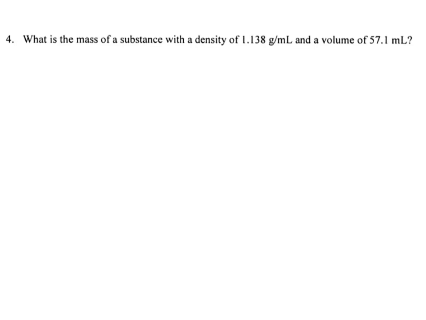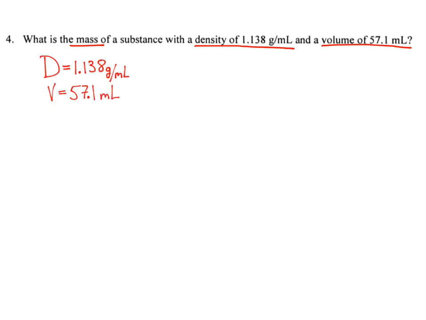The next problem says, what is the mass of a substance with a density of 1.138 grams per milliliter and a volume of 57.1 milliliters? Okay, so again, look at the information that we're given here in the problem and pull out what information you are given and write it out to the side. So we are given density and volume. Density of 1.138 grams per milliliter and a volume of 57.1 milliliters.